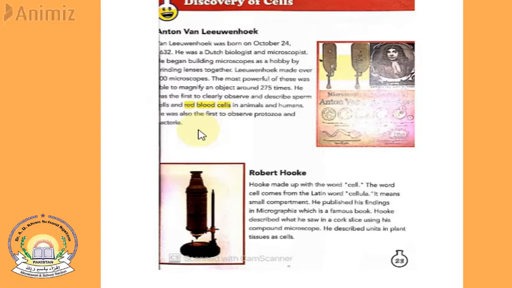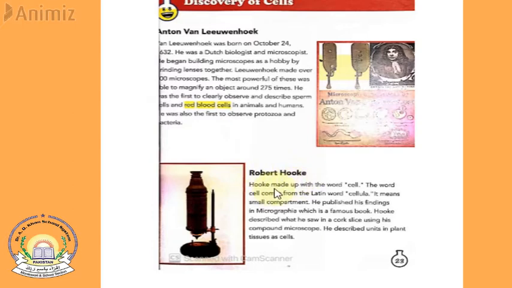With the help of that microscope, he discovered the tiny blood cells present inside the body. Our blood carries a lot of red blood cells. These are present in animals and humans, and there are different kinds of bacteria and protozoa. Anton van Leeuwenhoek was the first to observe different cells in our body. He was the first person to discover cells with the help of microscopes that he developed.